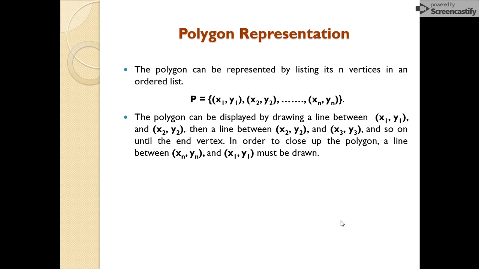Coming to the next topic, that is the polygon representation, how the polygon is represented in the coordinate system that is simulated in the computer. We have two-dimensional coordinates here, that's x and y. So that's x1, y1, x2, y2, and so on till xn. That depends on the number of sides. The polygon can be displayed by drawing a line between x1, y1 and x2, y2, and a line between x2, y2 and x3, y3, and so on until the end vertex. The last vertex and the first vertex are joined in order to make the polygon a closed figure.